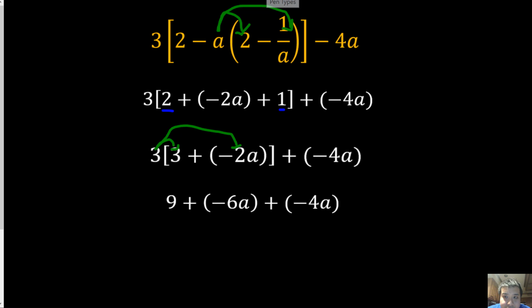What we have left is addition and addition, which means we're combining like terms, and negative 6a and negative 4a are like terms. So we're going to combine those to get negative 10a, and that is our final answer, which means our final answer has 2 terms in it, making it a binomial.